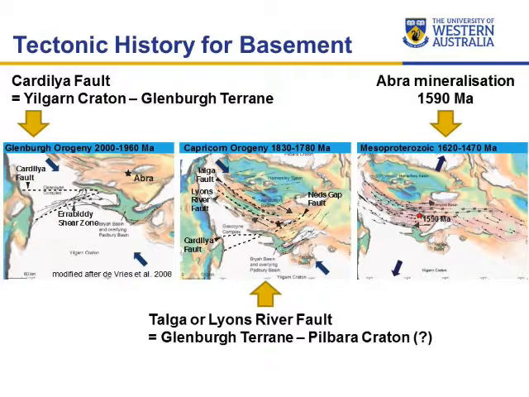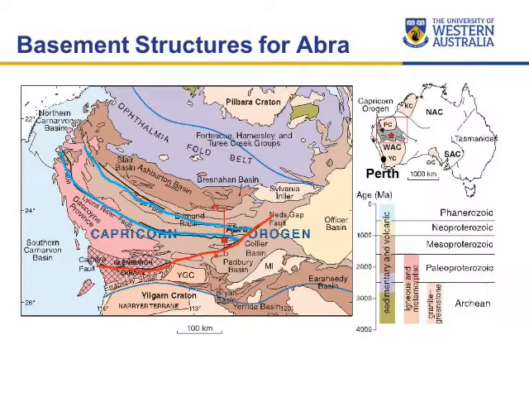In the present day map, here are the orogen-parallel Talga and Lyons River Faults, which in the area where Abra is located is actually known as the Quartzite Well Fault, just to add to the confusion. That's perceived as the main first-order fault hosting the Abra deposit. And there is the Cordelia Fault terminating these two orogen-parallel faults.